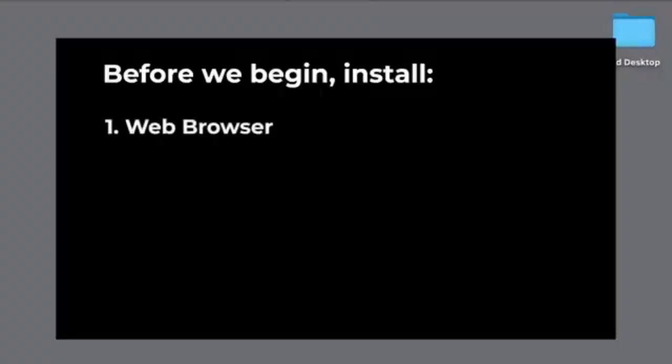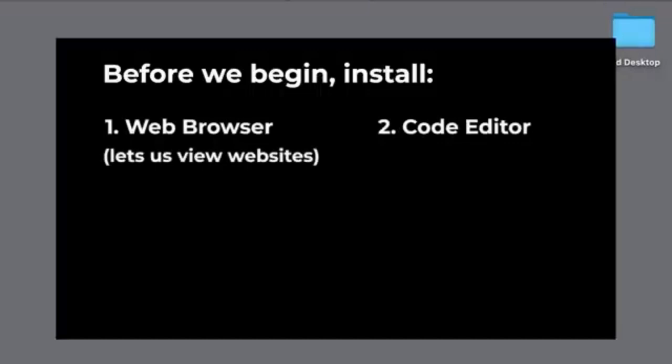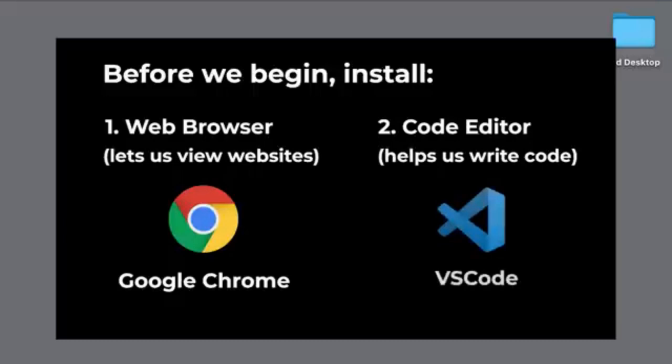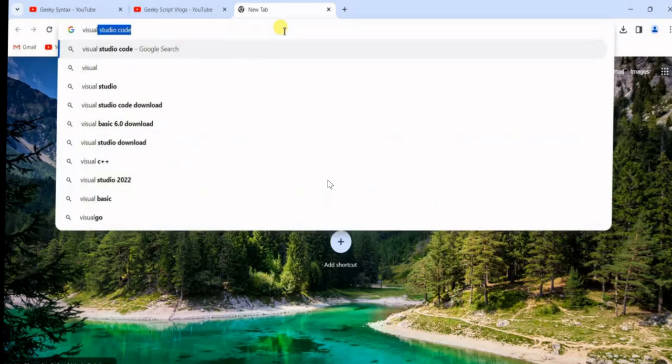Before we begin, we need to install a few things. We need a web browser, which lets us view websites. Almost every computer comes with a web browser. The most popular one is Google Chrome. The second thing we need is a code editor, which helps us write code. The most popular one is VS Code, also known as Visual Studio Code. I'm going to walk you through the steps of how you can install Visual Studio Code on your system for those who don't have it.